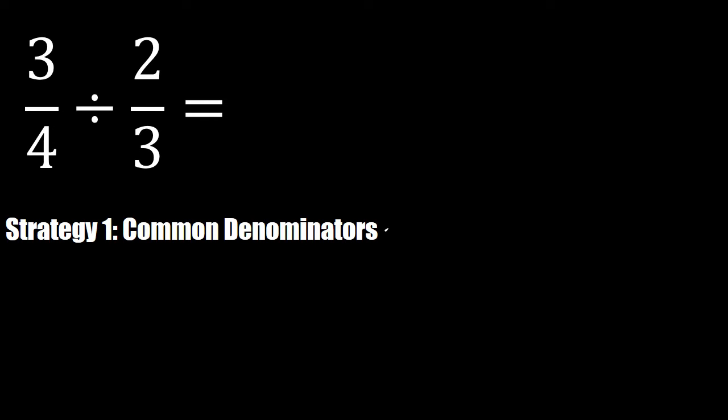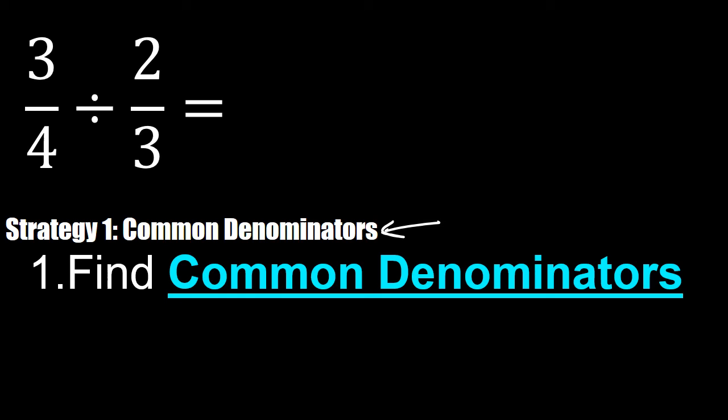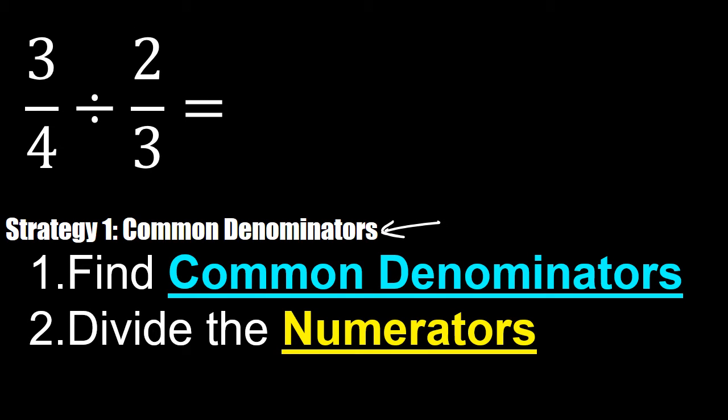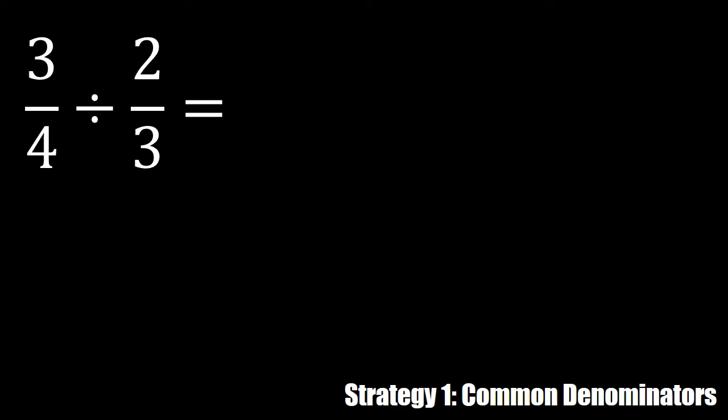Our first strategy, just like how we add and subtract fractions, we always look for common denominators. So in this, we're going to find common denominators of both fractions. Then we're going to divide the numerators, and we're going to simplify. So here's the way that this looks. We need to find common denominators.